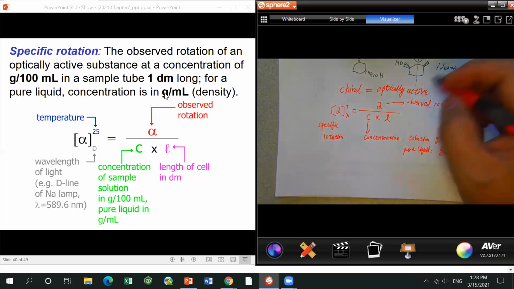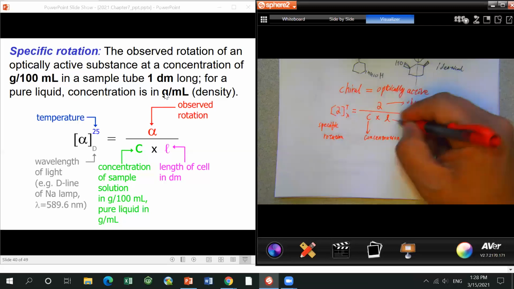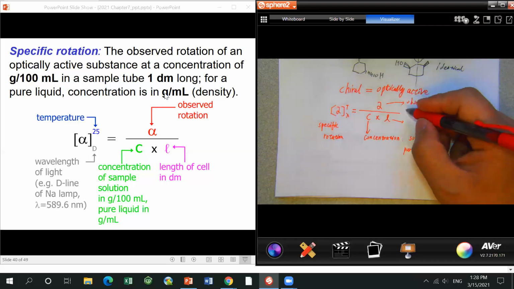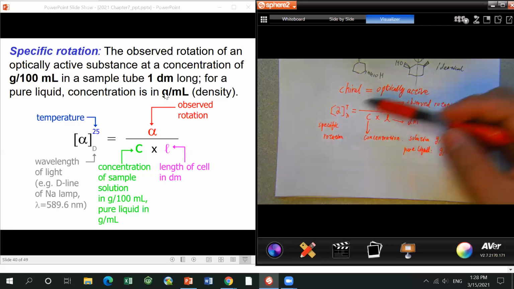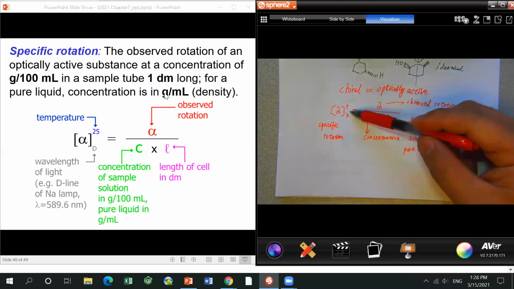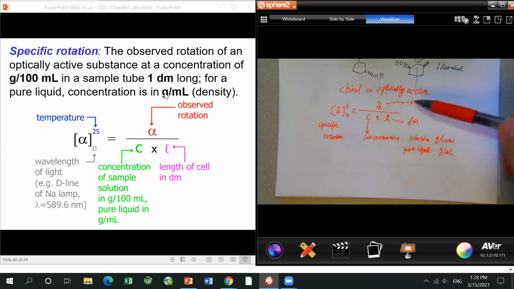And then this L is the length of the cell. Normally the unit is the decimeter. So be careful with the units here, especially the concentration and the length of the cell. The specific rotation and observed rotation units are just degrees.